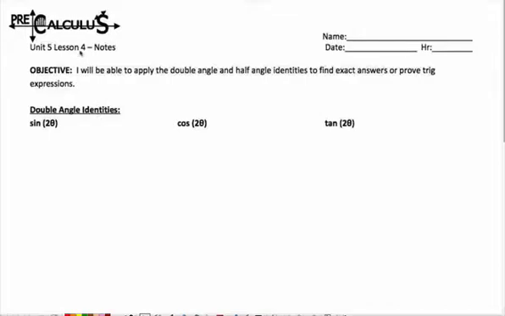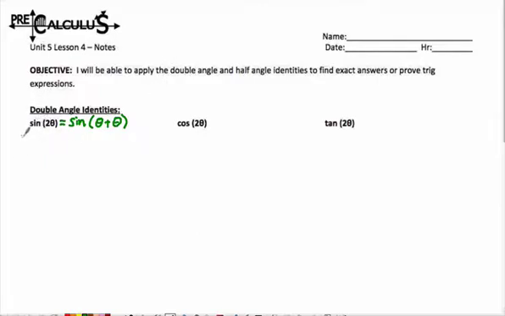Welcome to 5.4. I will be able to apply double angle and half angle identities to find exact answers or prove trig expressions. Okay, so our first double angle identity, sine of 2 times theta. This is the same as sine of theta plus theta. Well, we know what to do when we have something plus something. That's going to be the sum formula.